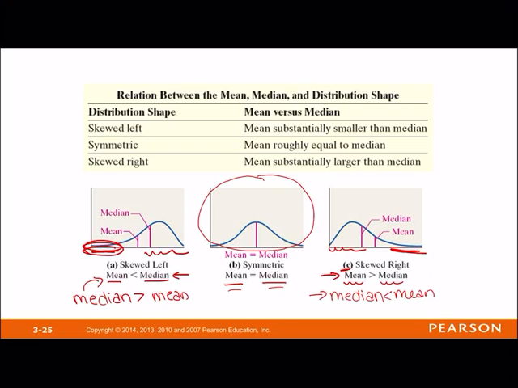Okay, so anytime that you have data that's skewed to the left, your mean is going to be substantially smaller than the median. Again, symmetric means that they're going to be equal, and when it's skewed to the right, your mean is going to be substantially larger than your median. So in that last problem that we did, we had a mean that was much greater than the median, so your data would have been skewed right in that case.